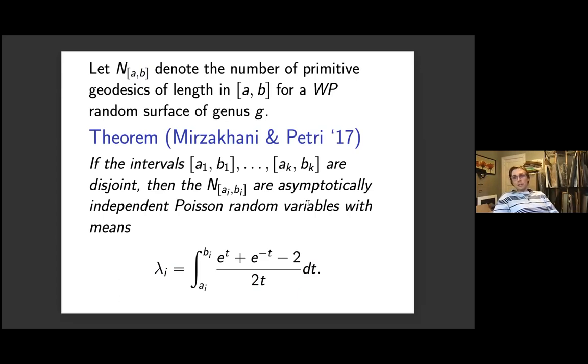And in particular, this says there's some finite chance of having a small curve, but also a very big chance of not having a small geodesic. So this model sees the fact that some surfaces can have a small geodesic, a small systole, but it doesn't give them overly high weight.